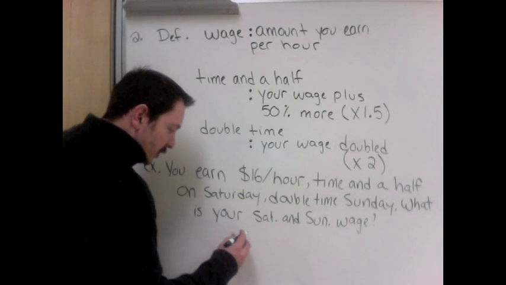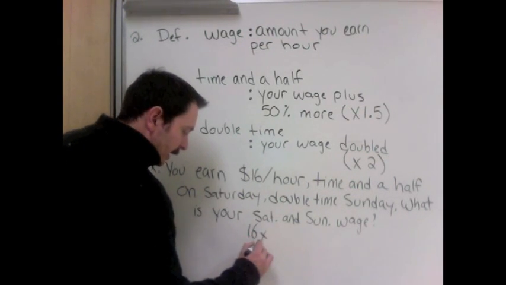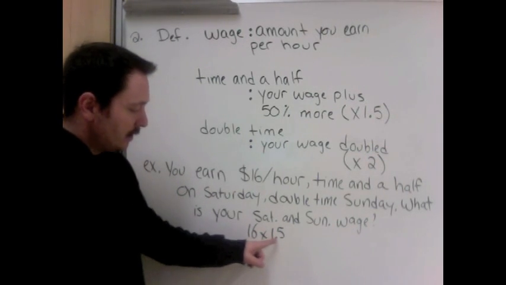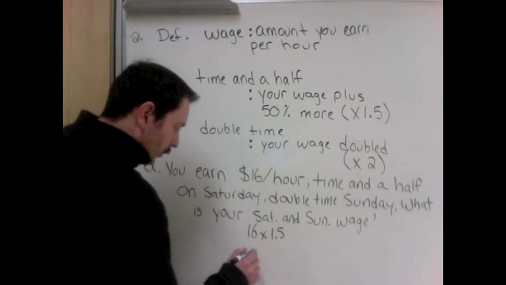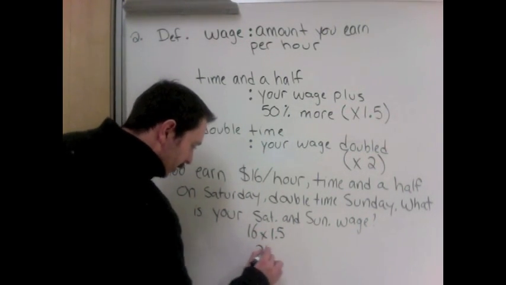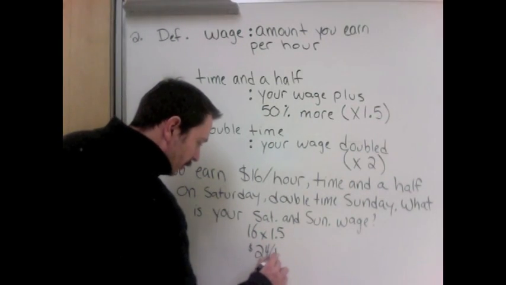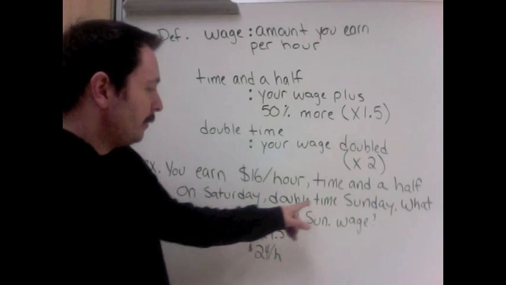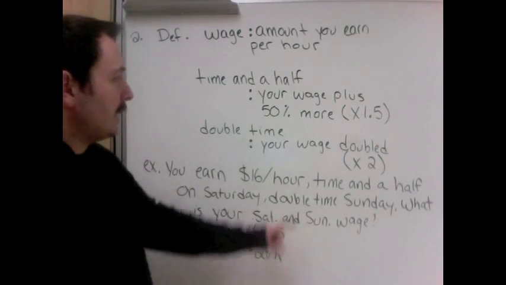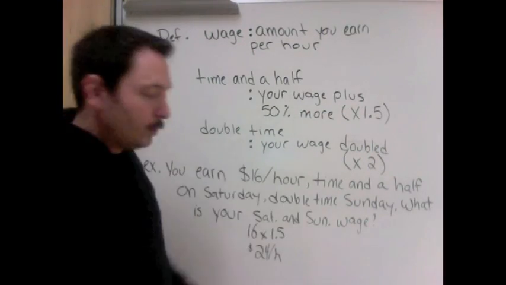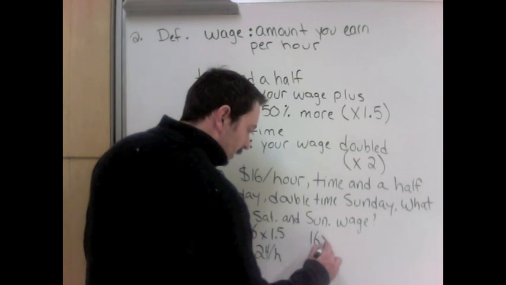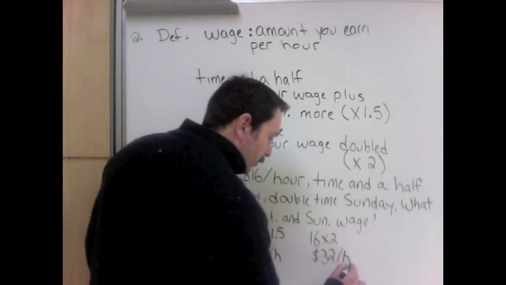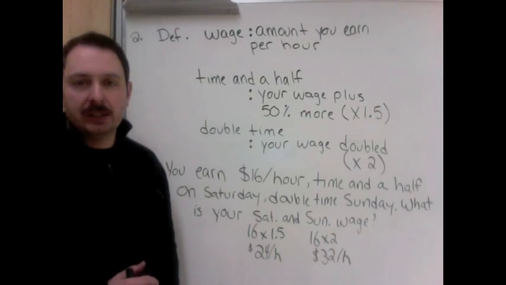So your regular wage is $16 times 1.5, because time and a half is your time plus 0.5 more. So this would be, in your calculator, $24 per hour. Now on Sunday, it's double time. So double time is double your wage. So it would be 16 times 2, or you get $32 per hour when you're earning double time.